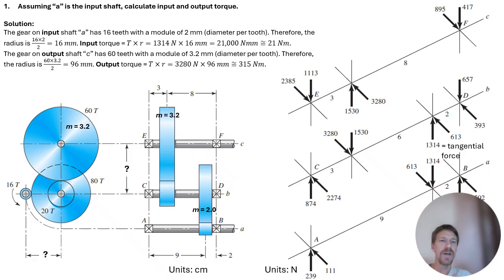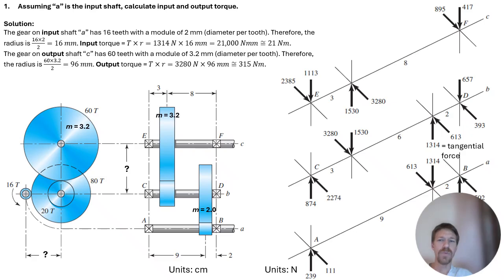Assuming A is the input shaft, calculate the input and output torque. So the gear on the input shaft, you see it's the very small one. It has 16 teeth with a module of 2 millimeters. Don't forget the module means diameter of the gear per tooth. Therefore, the radius is 16 millimeters.